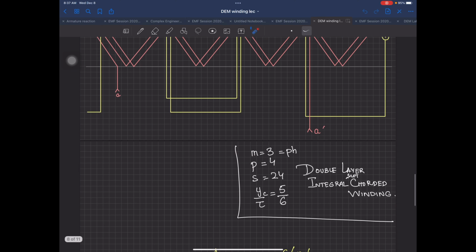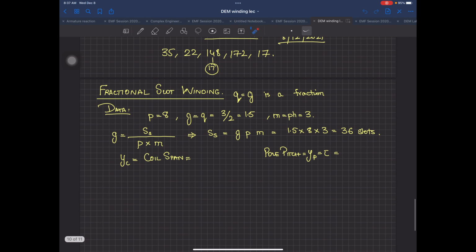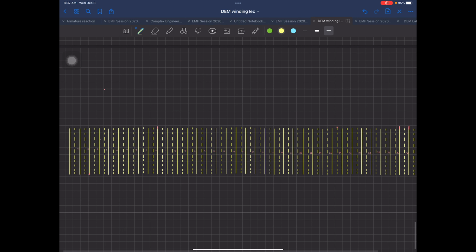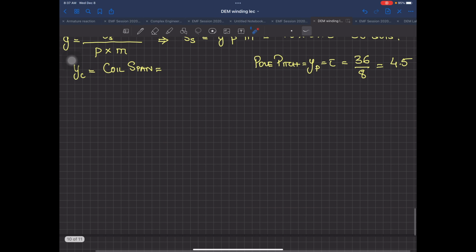Now, I have here a fractional slot winding. Now, the problem over here, which I just point out, is that when you try to find out the pole pitch, 36 divided by 8 is not a whole number. If you divide 36 by 8 on a calculator, the answer is actually 4.5. Now, 4.5 is not possible because what does this mean? If I have these 36 slots, then in front of 8, how many slots are there? This value is 4.5.